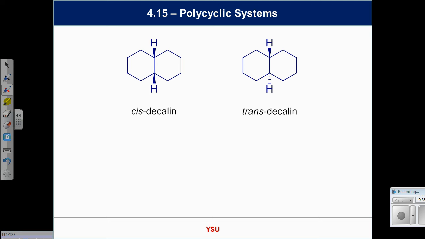It just keeps building on itself, these basic fundamental issues. So I have a system here which just confuses people. This is something called cis-decalin. My 2 hydrogens are both wedges. That suggests a cis orientation. This is trans, this is down, this is out.